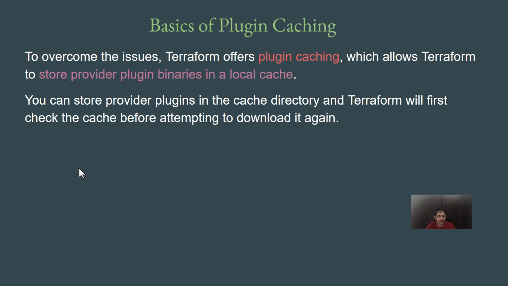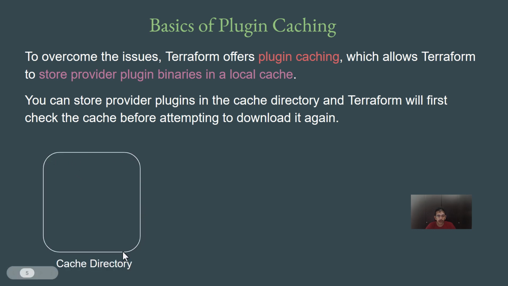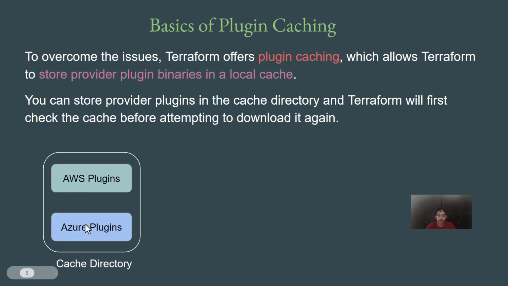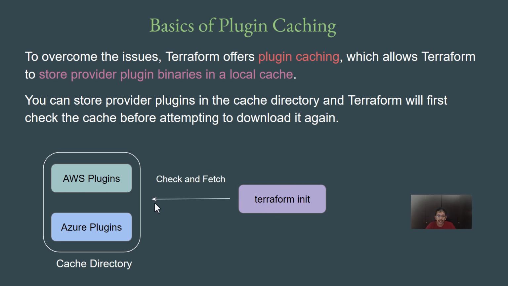However, let's understand this with a diagram, where you have to create a cache directory on your local laptop. This cache directory will have all of the provider plugins that you generally use on a day-to-day basis. Once this is completed, whenever you do a terraform init next time, instead of connecting to the internet at the registry.terraform.io page, Terraform will connect to this specific folder on your local laptop to check if the provider plugins are available. If they're available, it can fetch them and use them accordingly. If not available, then it can go to the registry.terraform.io page and fetch them from the internet. So this is the basic concept of plugin caching.